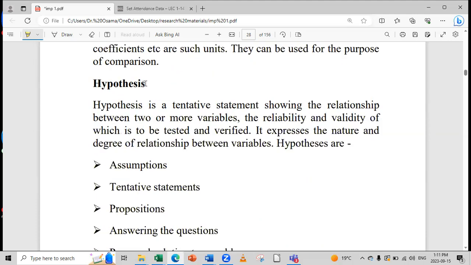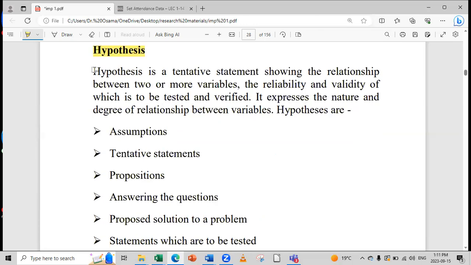What do we mean by the hypothesis? What I said before, hypothesis is a tentative statement. It's a reason, a cause and effect relationship. Hypothesis is trying to interpret what is the reason for the phenomena or for the problem. It's trying to guess the reason for the problem.